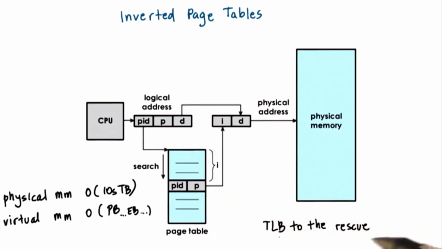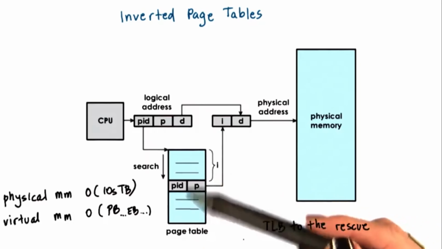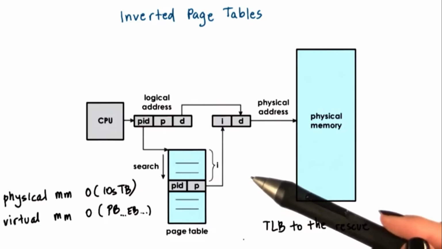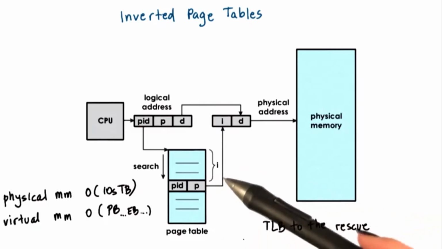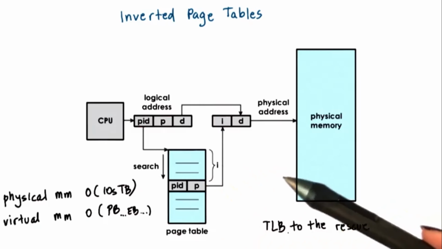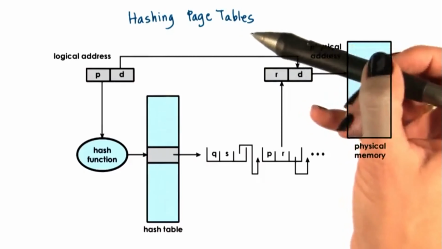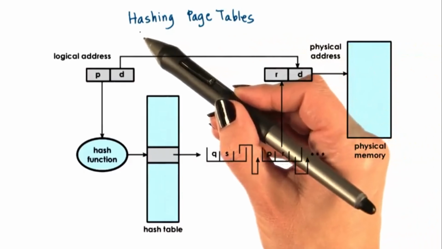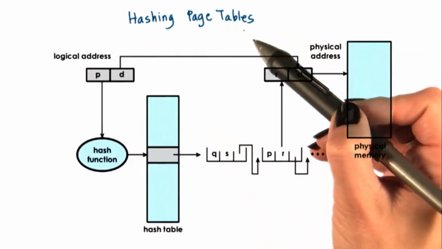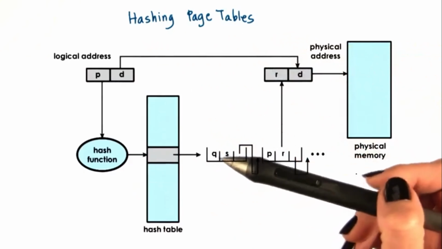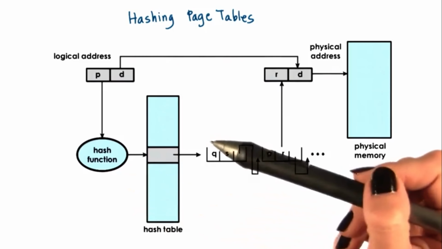In practice, the TLB will catch a lot of these memory references, so this detailed search is not performed very frequently. However, we still have to perform it periodically, so we have to do something to make it a little bit more efficient. To address this issue, inverted page tables are supplemented with so-called hashing page tables. In most general terms, a hashing page table looks something as follows.